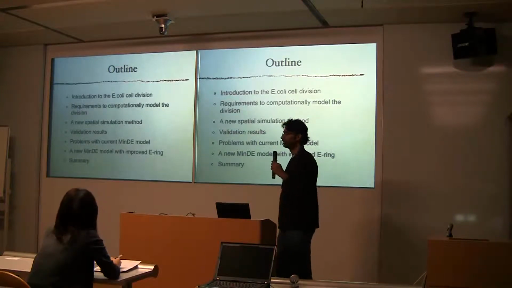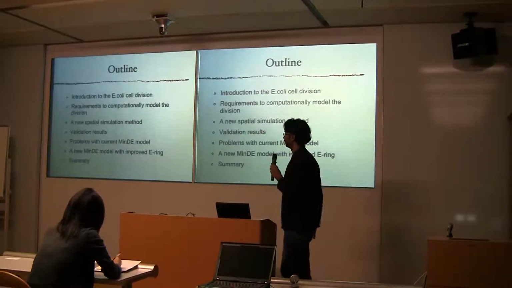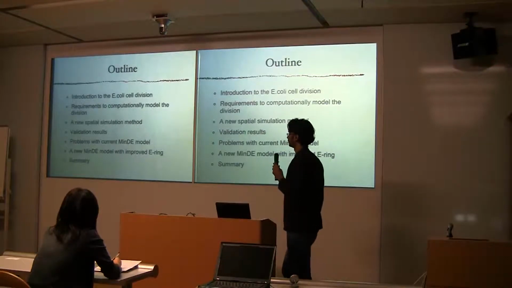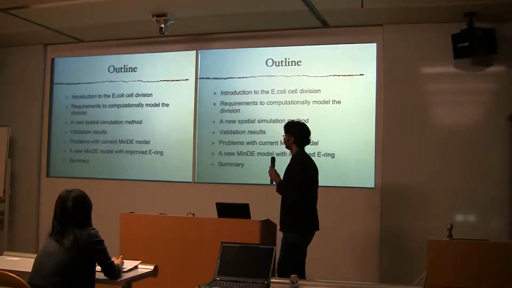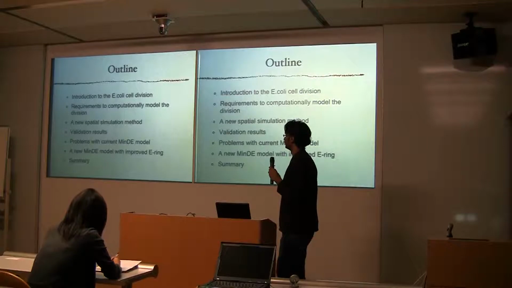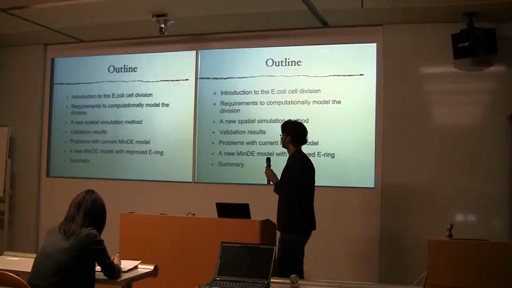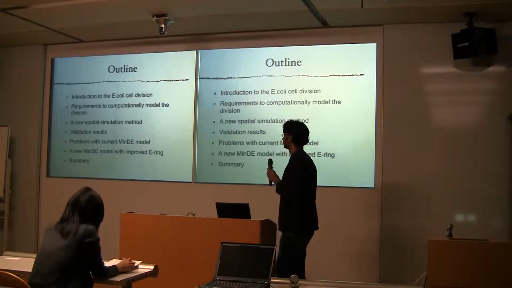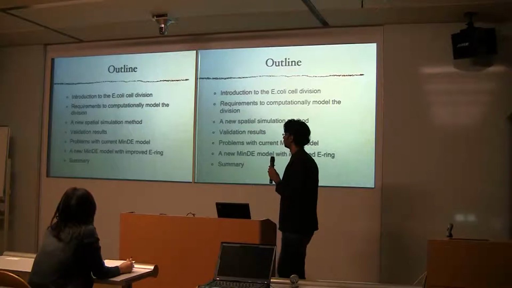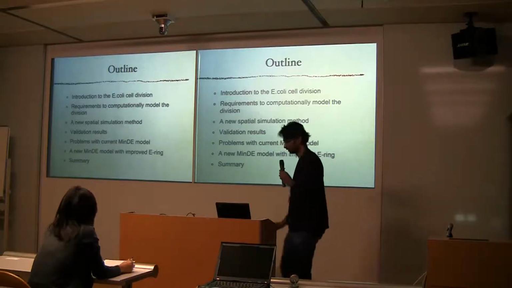As usual, when you develop a modeling method, you have to validate it, so I'll give some results of the validation. After that, I'll describe the problems with the current division site control system of E. coli, which consists of the MinD and MinE proteins. I'll describe a new MinE model which includes E-ring formation. E-ring is a kind of structure that forms on the membrane of E. coli. And finally, I'll provide a summary of my presentation today.